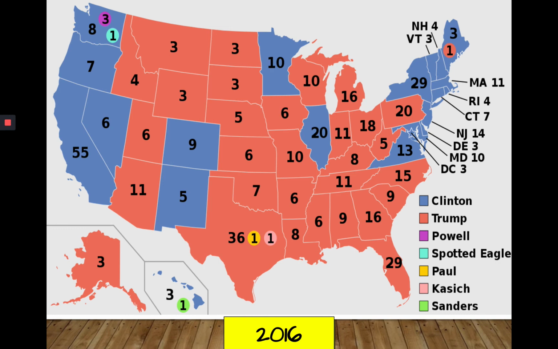Spotted Eagle is, I believe, from Colorado. She's part of the Teton Sioux tribe that Lewis and Clark encountered. And we had somebody from, I believe it was the Spokane or Puyallup tribe in Washington. One of our electors voted for a Native American woman in Colorado. So 4 of our votes that were supposed to go to Hillary Clinton did not.